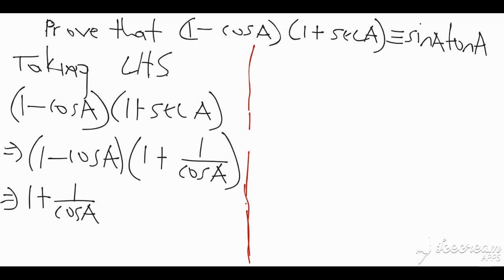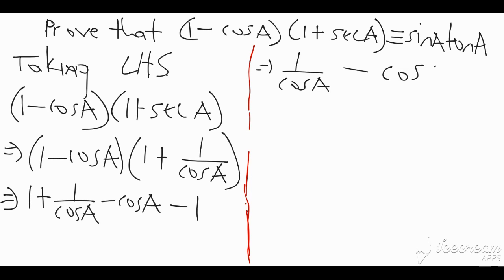A similar concept will happen to negative cosine A. It will multiply everything in the second bracket. So I'm going to have negative cosine A. And of course, when I multiply negative cosine A now by 1 over the cosine of A, I'm going to get negative 1. Now look for the like terms here. We have 1 minus 1, that is going to give me 0, so that is gone. So what I will be left with here is 1 over cosine of A minus the cosine of A.